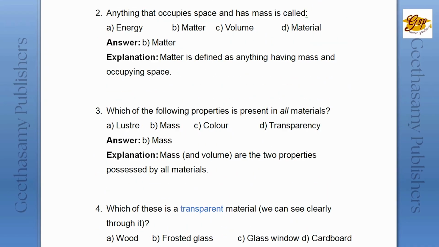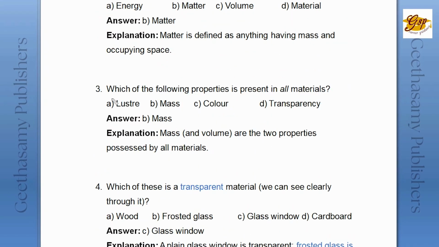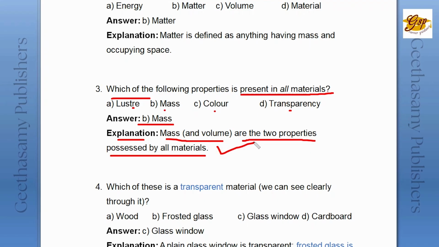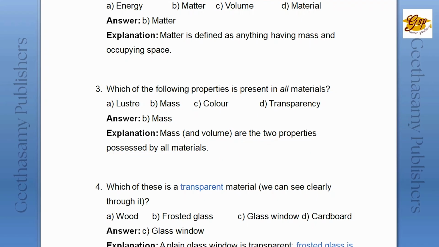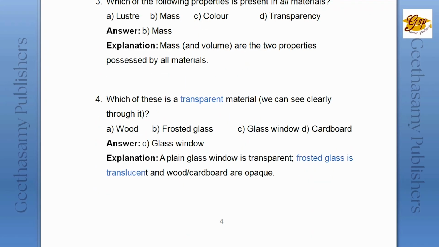Then third question. Which of the following properties is present in all matter? Luster, mass, color, transparency. It is mass. Explanation: mass and volume are the two properties possessed by all materials. That's very, very important.